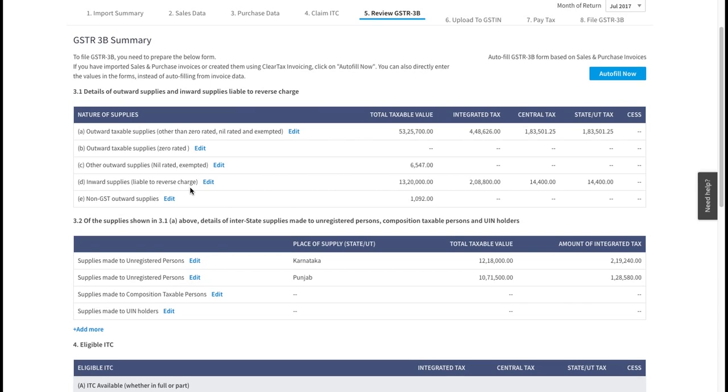Non-GST outward supplies. Under this heading, it is mandatory to provide the details of taxable value of goods or services supplied which do not fall under the ambit of GST.